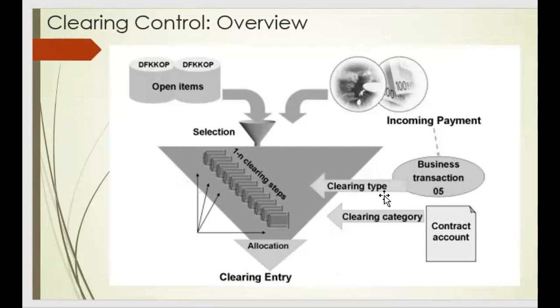Then it has two terms, clearing type and clearing category. Where does it get the clearing category and clearing type from? From the contract account it gets the clearing category. If you recollect, when you create the contract account, we apply a clearing category. From the business transaction, it picks a clearing type. So against the incoming payment, the type of the payment and how much payment is coming, based on that we get a clearing type, and from the contract account we get a clearing category. Once we combine these two, we get a clearing policy or rule, which we need to apply against these steps that need to be cleared.